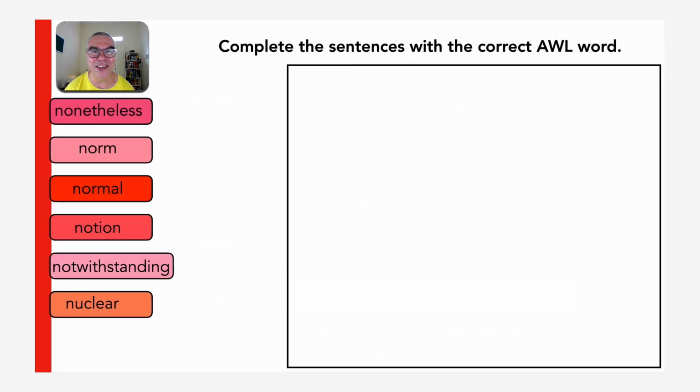We now have group number 3 in this second set. Here are the words. Nonetheless, norm, normal, notion, notwithstanding, nuclear. Do you know these words? I hope so. Let's practice them with a fill in the space exercise. So here's the first sentence. A blank family consists of just the parents and their children.